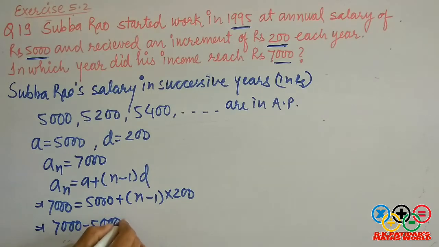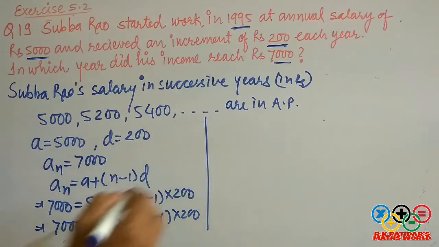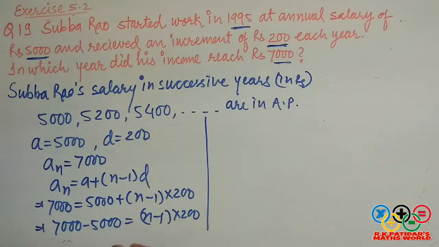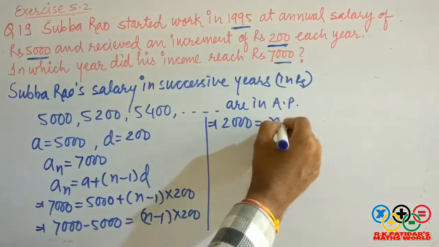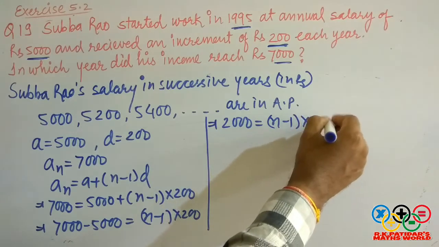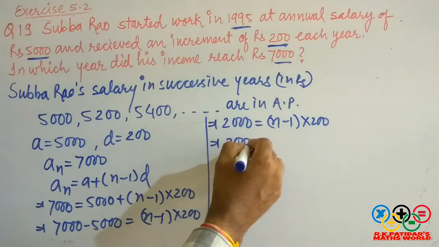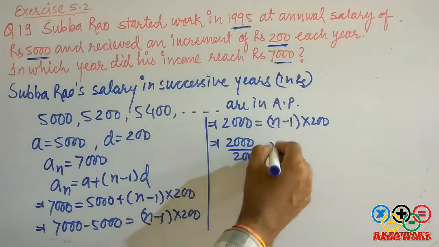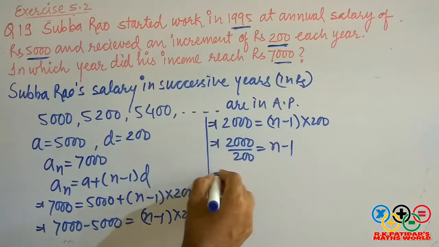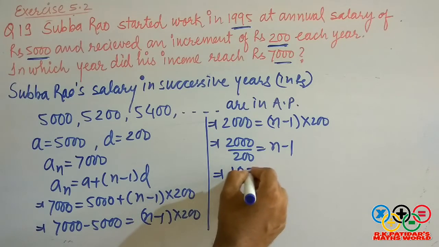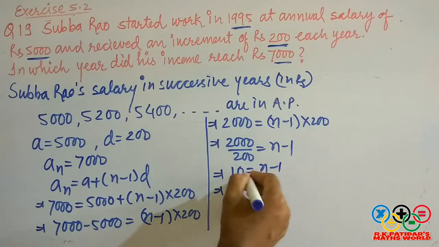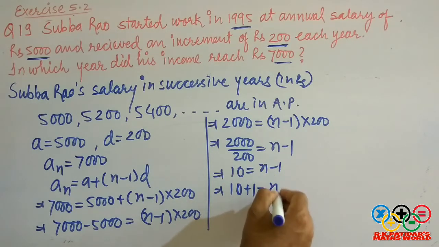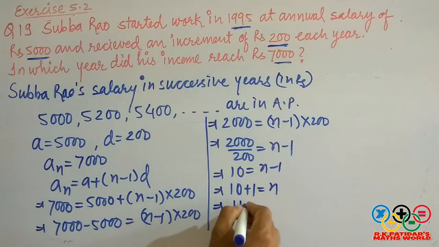So it is 7,000 minus 5,000 is equal to (n minus 1) into 200. 7,000 minus 5,000 is 2,000. So 2,000 is equal to (n minus 1) into 200. So 2,000 divided by 200 is equal to n minus 1. So it is 10. 10 is equal to n minus 1. So 10 plus 1, transposing 1 to the other side, 10 plus 1 is equal to n. So it is 11.